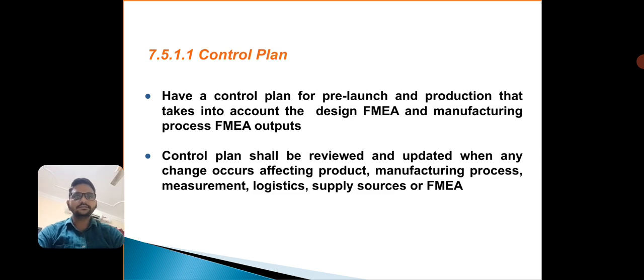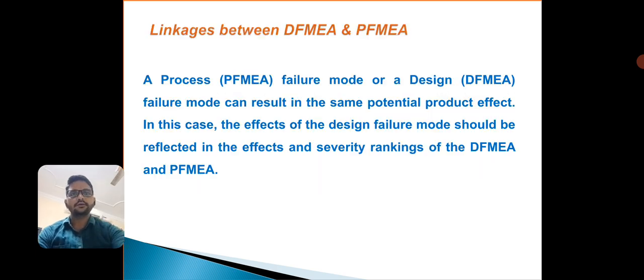And next is control plan. Have a control plan for pre-launch production and take into account the design FMEA and manufacturing process FMEA outputs. The control plan shall be reviewed and updated when any changes occur affecting product, manufacturing process, measurement, logistics, supply source or FMEA. Next is linkage between DFMEA and PFMEA.